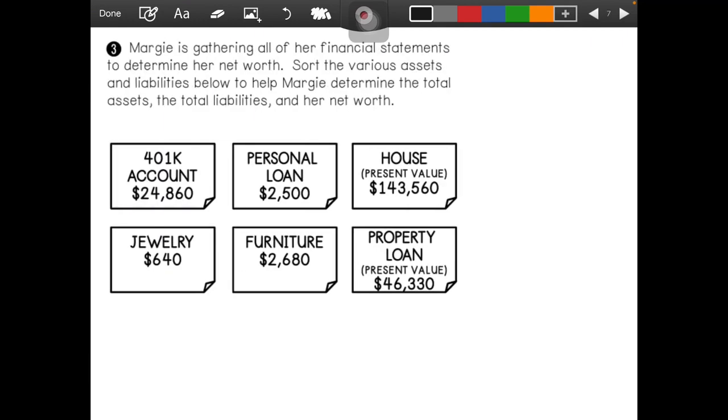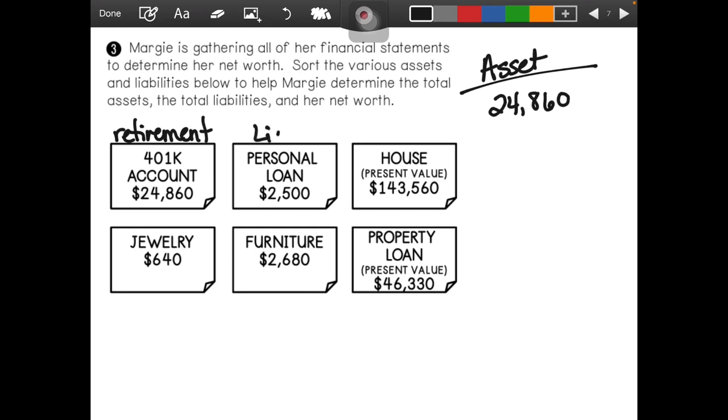I'm actually going to skip this one. I want to do one where we have to figure out if it's an asset or liability. A 401k account. This is retirement. And a retirement account is always going to be an asset. So your 401k account is $24,860. Personal loan is a liability. And you can kind of think, if it has loan, it's a liability, L and L.